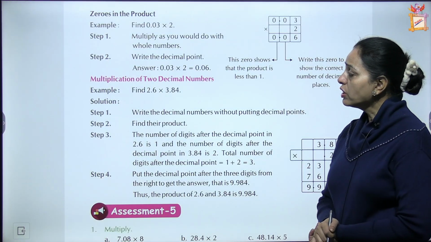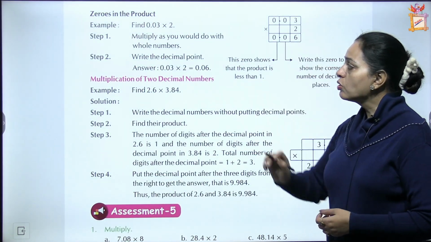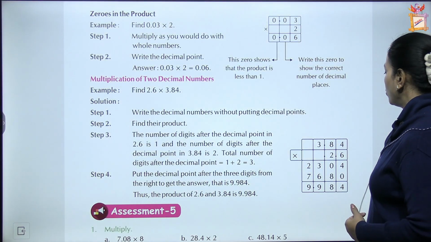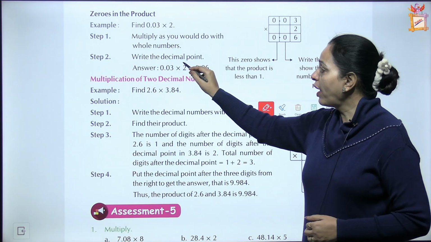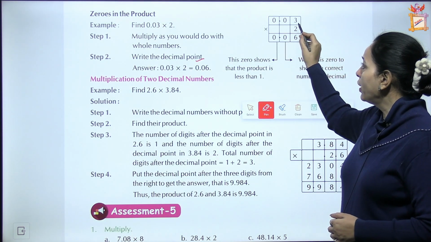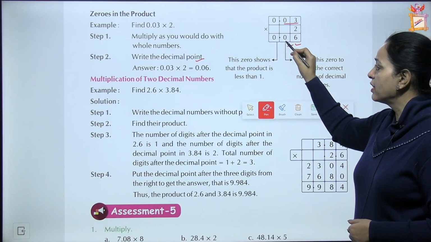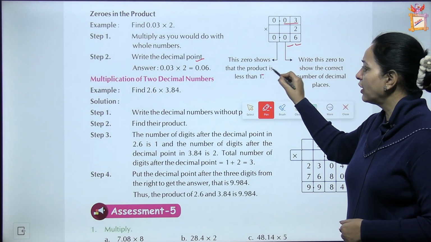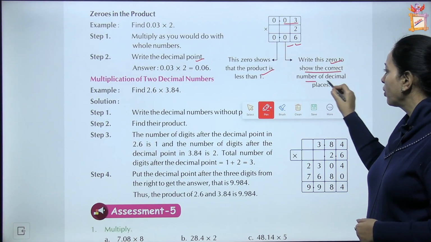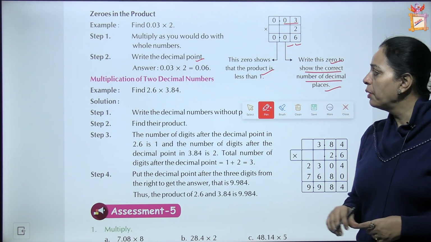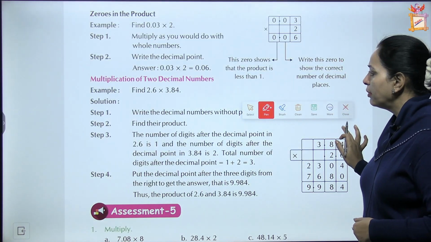Okay. Now zeros in the product. Example, find 0.03 multiplied by 2. So step 1, multiply as you would do with whole numbers, like 3 2s are 6. Now write the decimal point. So here the decimal is before 2 digits. So write a 0 here. This 0 shows that the product is less than 1, and write this 0 to show the correct number of decimal places.